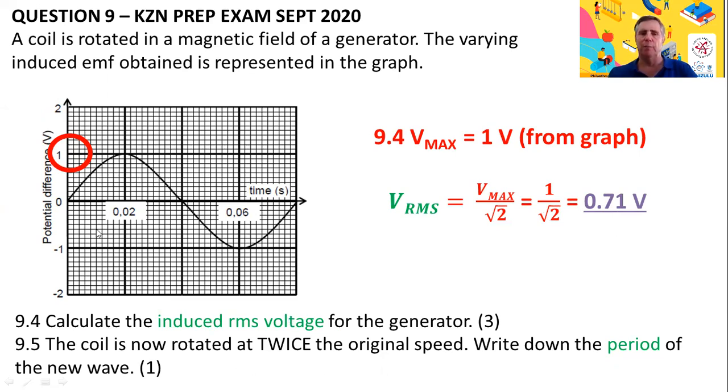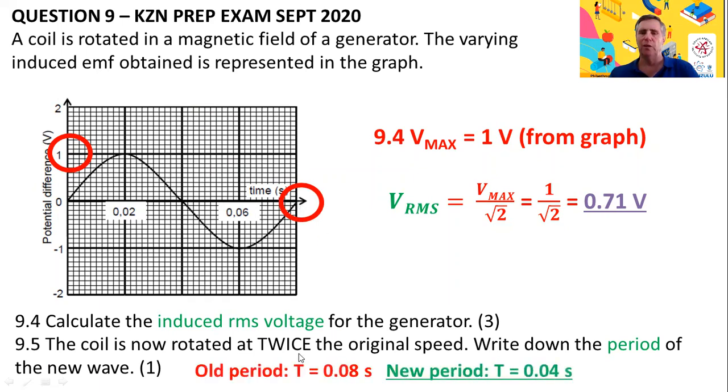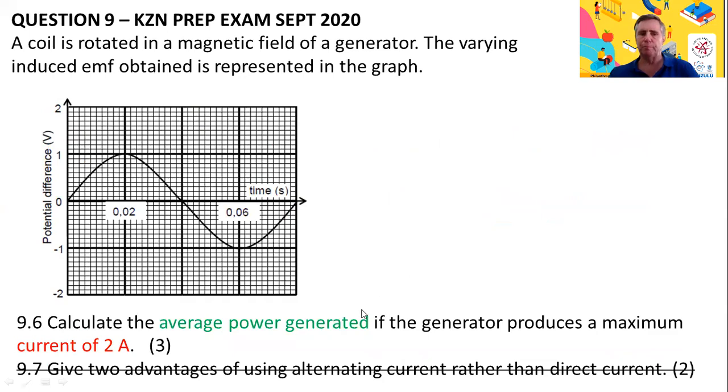9.5, a question about the time axis. It says the coil is now rotated at twice the original speed. Write down the period of the new wave. Well, the period at the moment of the original wave is there. Now, you can extrapolate 0.02, 0.04, 0.06, 0.08 seconds. So the old period was 0.08. If it goes twice as fast, the new period will be half of that. If you double the frequency, you halve the period. The new period will be 0.04 seconds. Remember, VRMS was 0.71 volts.